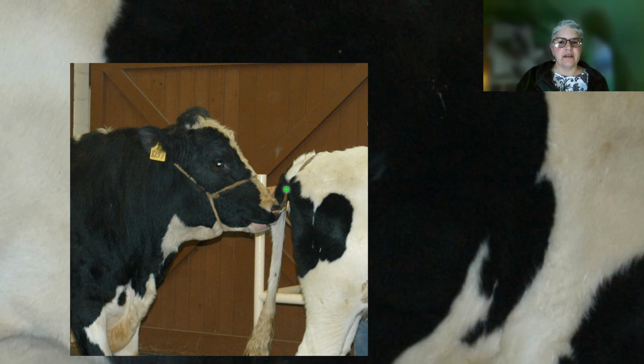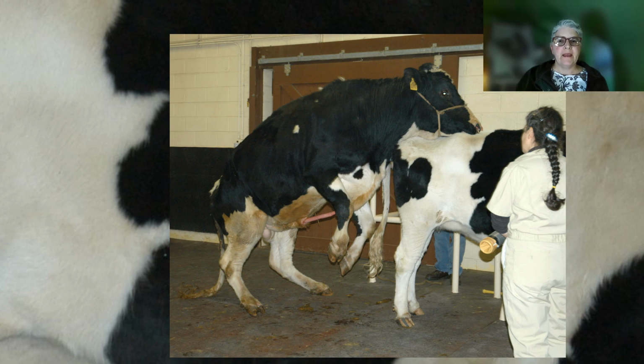This bull is showing the flehmen response. You can see how the ring is sort of flipped up. He's got his upper lip flipped up. And the purpose of that is to push air into the vomeronasal organ inside the nose, which can detect pheromones. And then he's going to mount when he thinks it's safe.